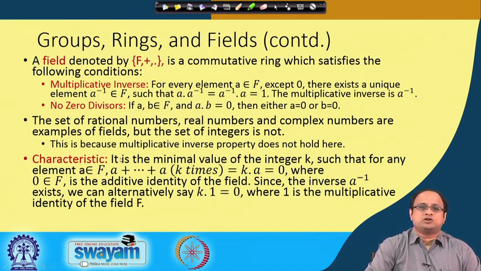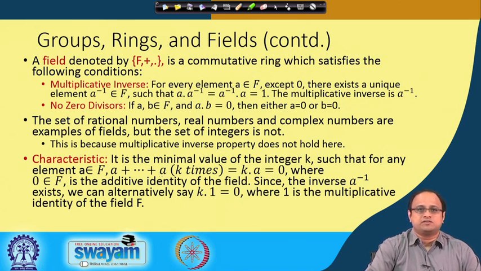There is another very important notion which we have already discussed in the previous classes, which is called the characteristic of a field. What is a characteristic? It is the minimal value of the integer k such that if I take an element A and add A k times, I get k dot A equal to 0. So, the minimum number of times I add an element A in the field to get 0 is called the characteristic of the field.